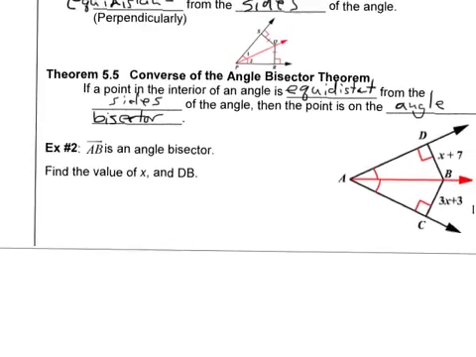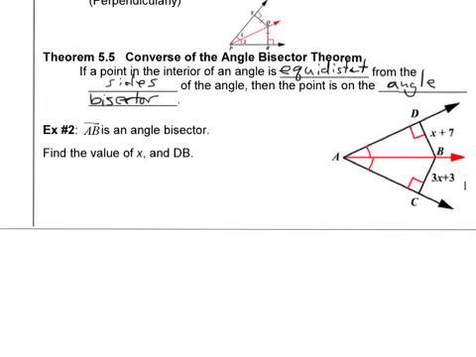So let's take a look at this next problem. What do you know here? Look, we have two angles that are congruent. That means that this ray AB must be the angle bisector. Therefore, DB must be equal to BC. So that's how we're going to find the value of x. We're going to set these two things equal. x plus 7 equals 3x plus 3.